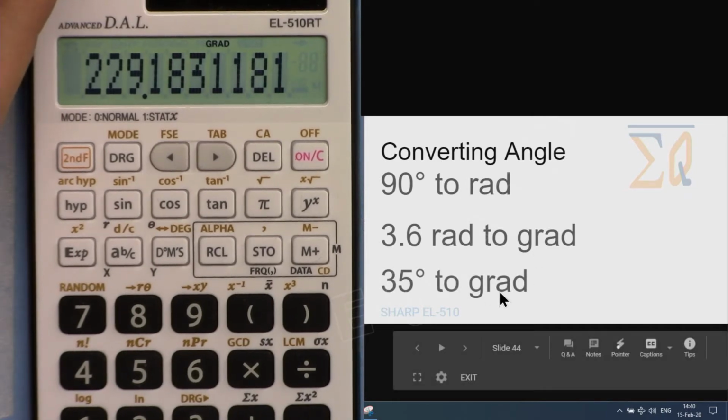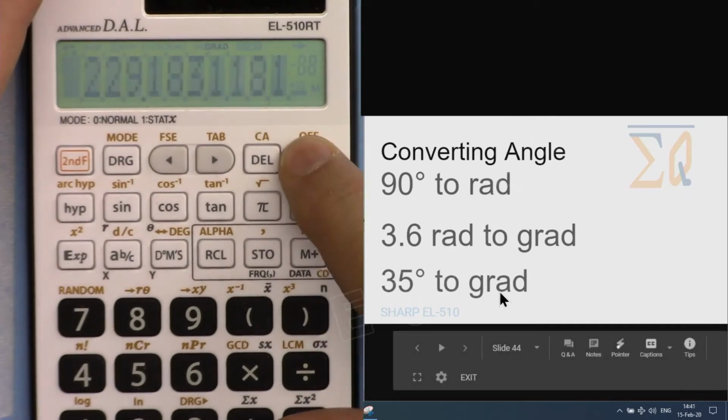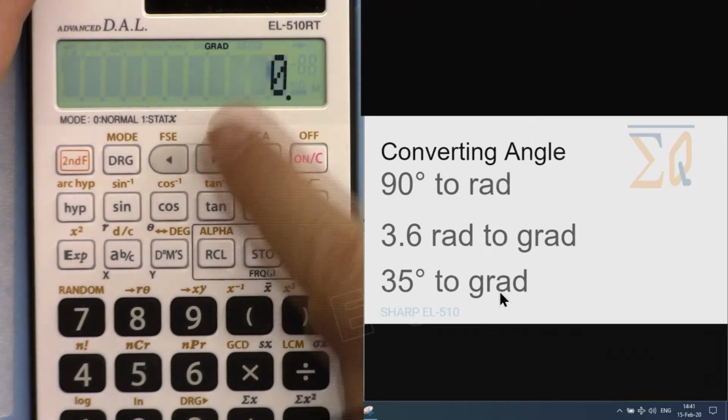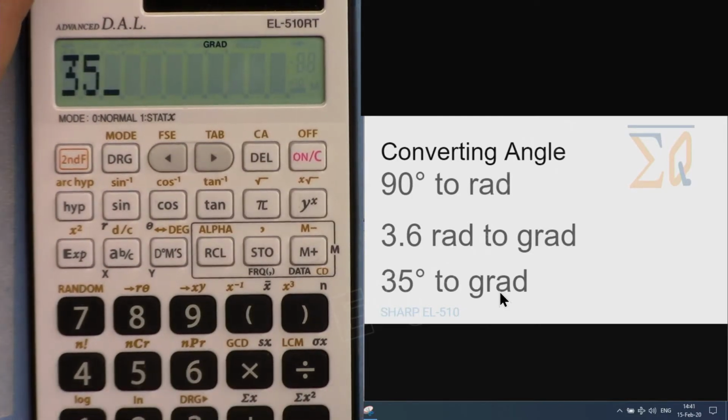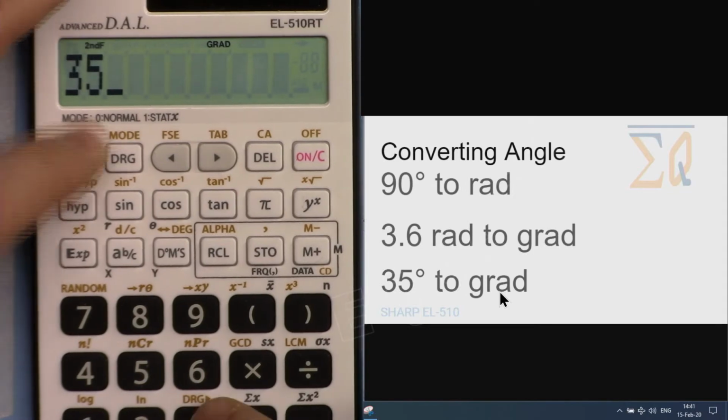35 degrees now to gradient, all clear. So make sure that you're in gradient because you want it 35, and then press and then press.